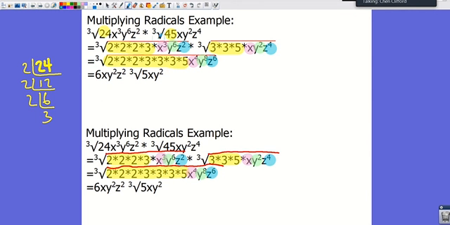Okay, and that wraps up today's lesson. I want you guys to use this example to do the next problems.